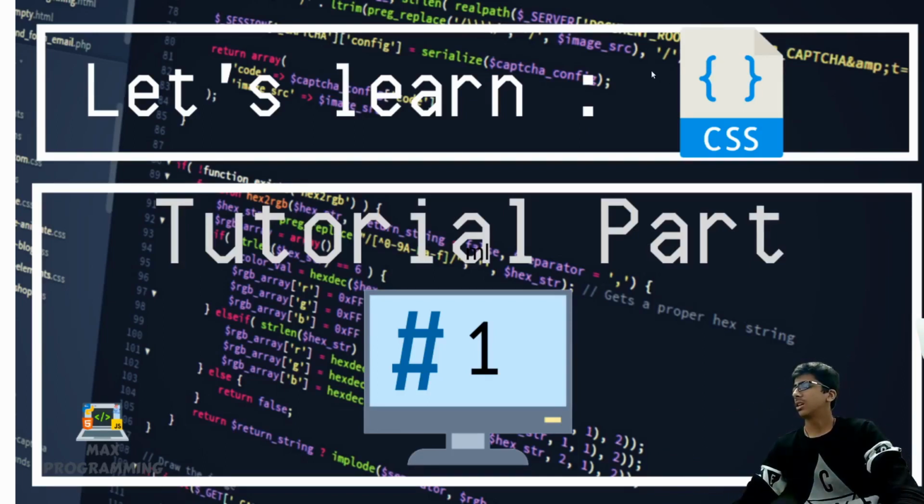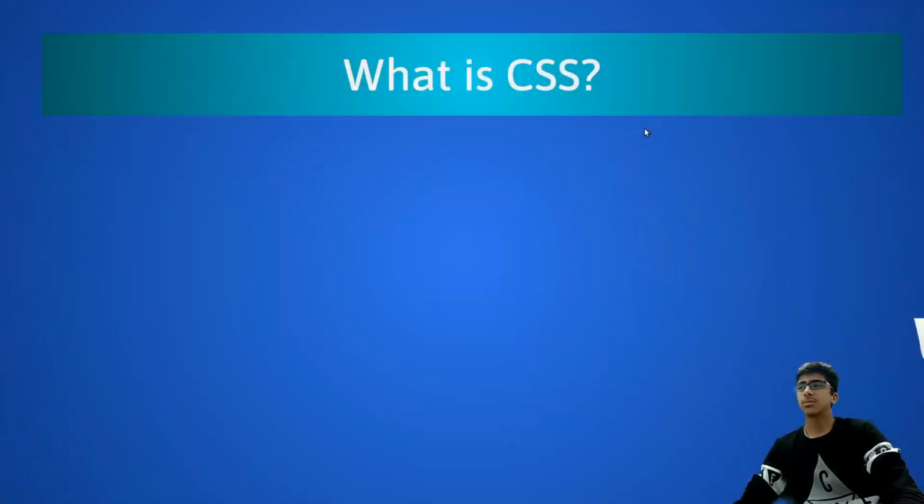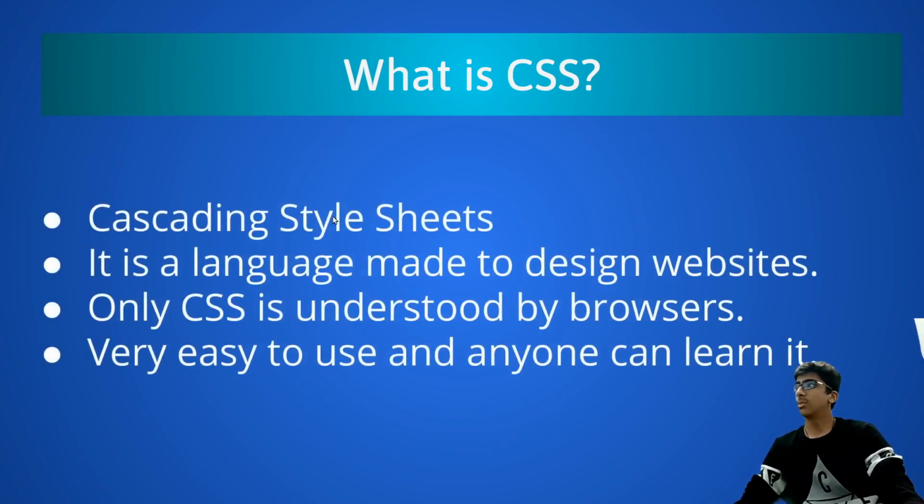So let's get started. The very first thing about CSS is to know what CSS is. CSS is a boring word. I also think it's a boring word, but it's very powerful. The full form is Cascading Style Sheets. It's a language made to design websites or web apps, and only CSS is understood by browsers.